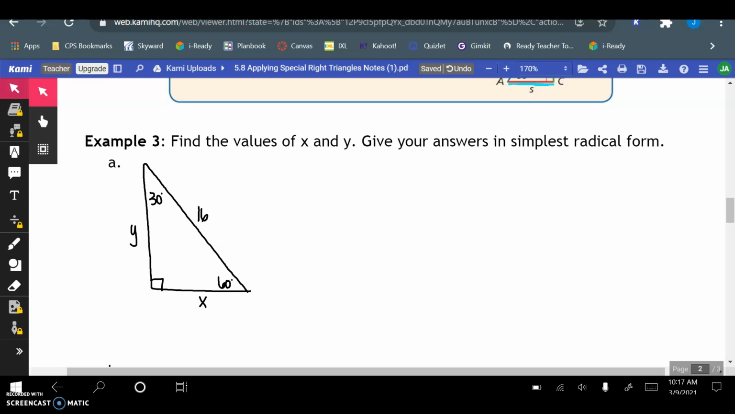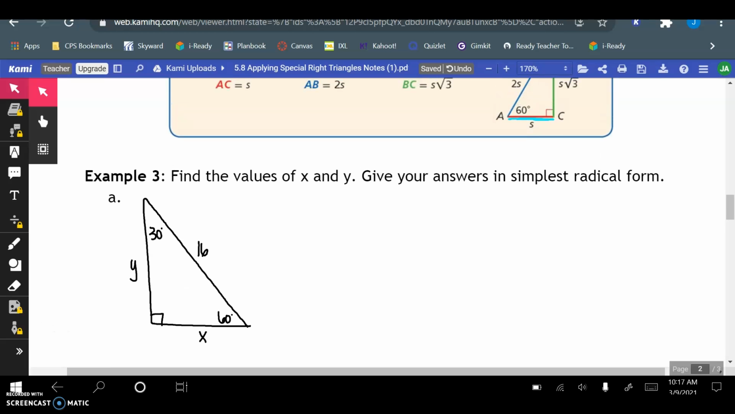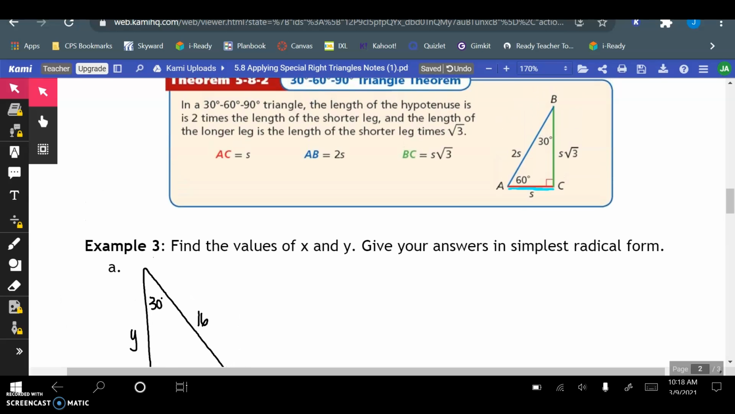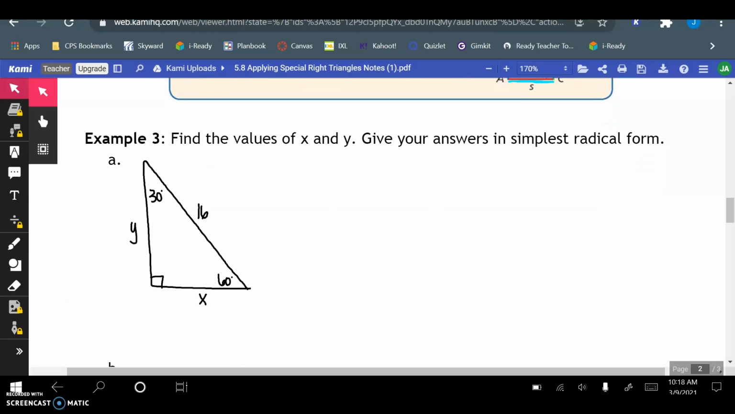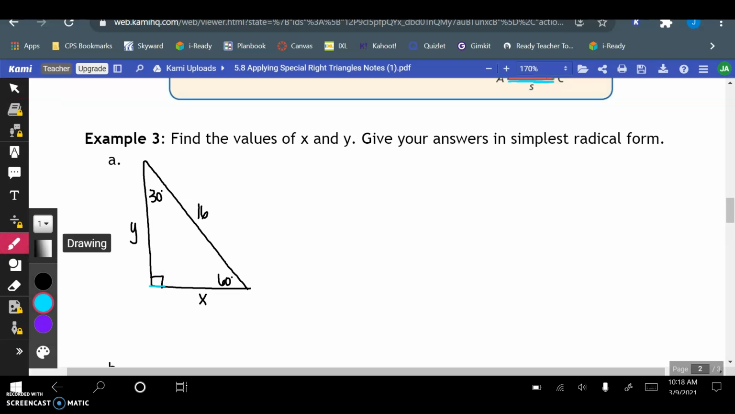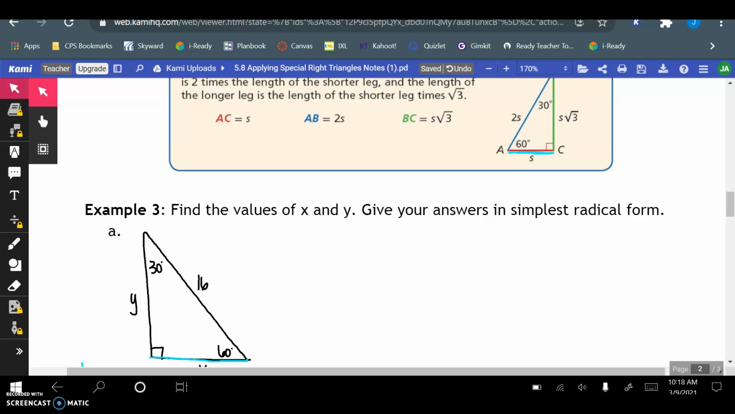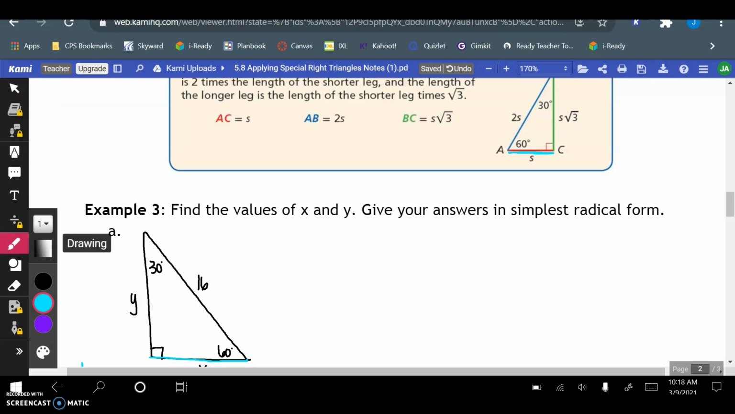So for example here, find the values of x and y and then give your answer in simplest form. If you look at the triangle up above in the theorem, the 90 degree to 60 degree side is your shortest side. So x is going to be our shortest side. Then 90 degree up to the 30 degree is going to be that length times the square root of 3. So y is actually going to be x times the square root of 3. And then 16, the hypotenuse, is 2 times that length.